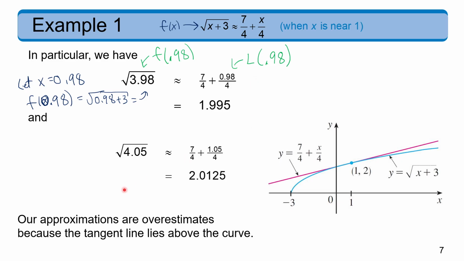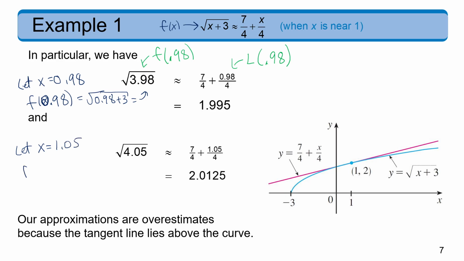Now we want to do the same process to approximate the value of the square root of 4.05. If you just think about this, we know it's going to be a little bit bigger than 2, but we want a better approximation than that. So the next question is, we want to relate it to this function. What would x have to be so that x plus 3 becomes 4.05? Well, 3 plus what will give you 4.05? The x would have to be 1.05. So in this one, we're going to choose x to be 1.05.